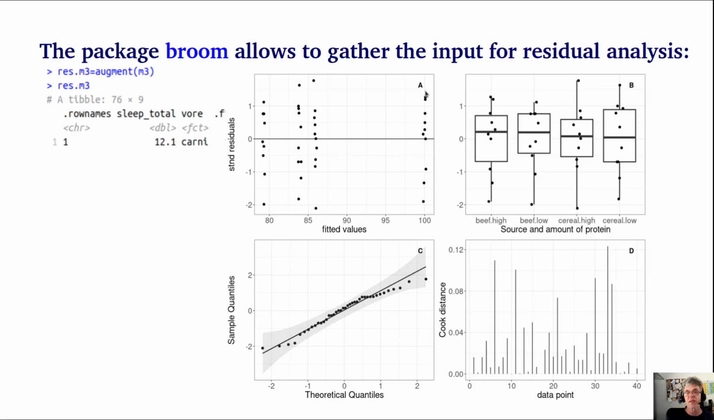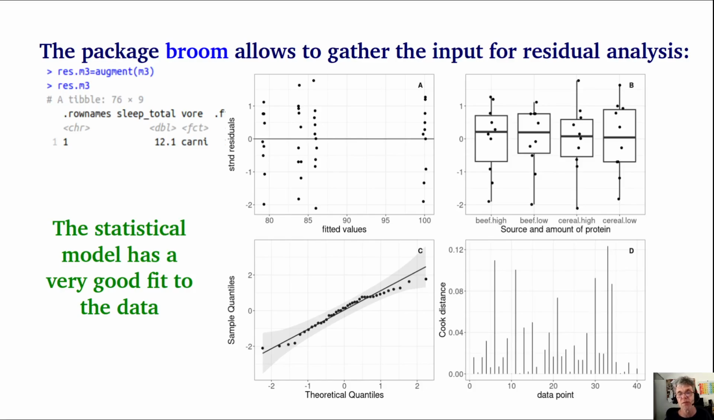We see that the spread of the residuals on the positive side for each of the groups is very similar to the spread on the negative side. In plot B, the median of the residuals is very similar among the groups and close to 0, as it should be when a model fits well, and the variation of the residuals, taken as the width of each of these boxes, is pretty similar. Plot C shows that the residuals follow a normal distribution as they should, and plot D shows several points with similar Cook distances, not suggesting that we should worry too much about any of them. So overall, the model has a very good fit to the data.